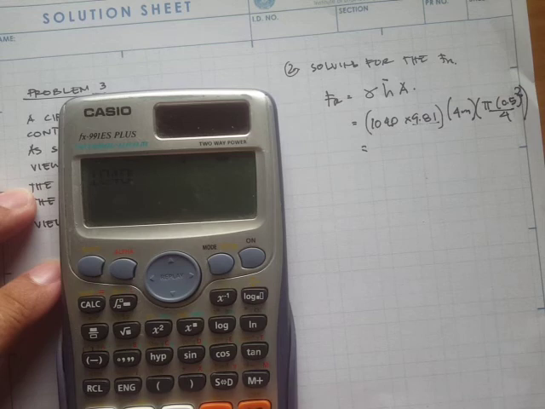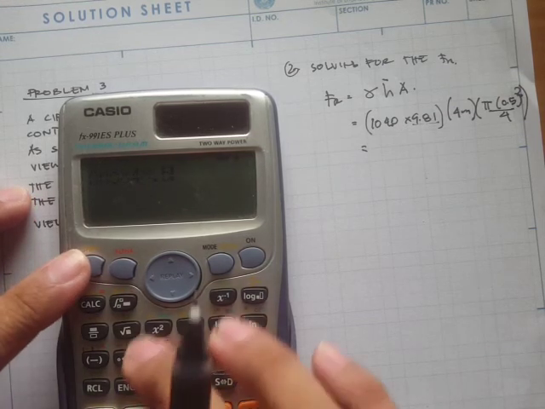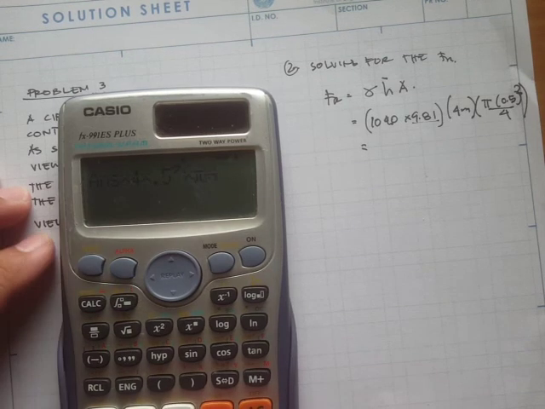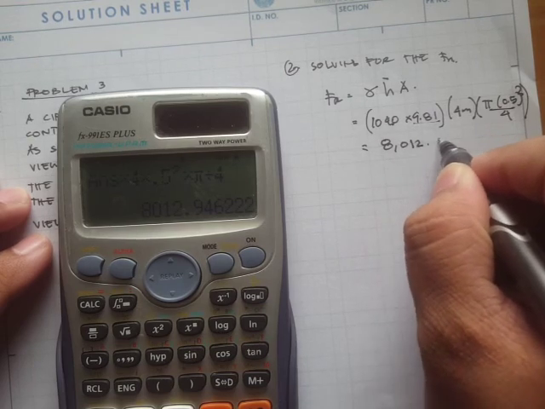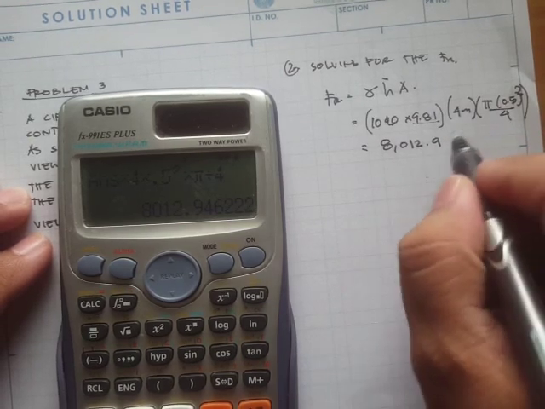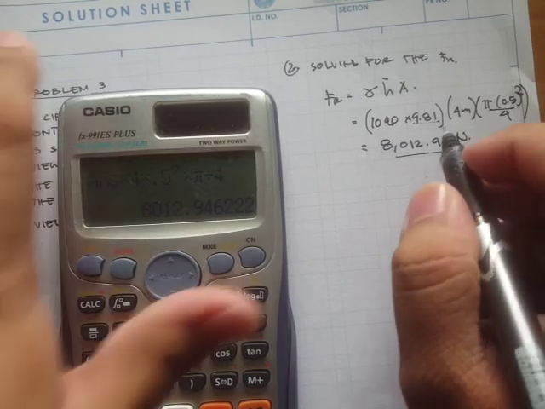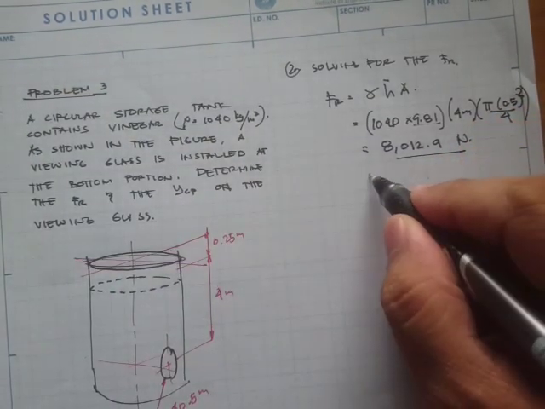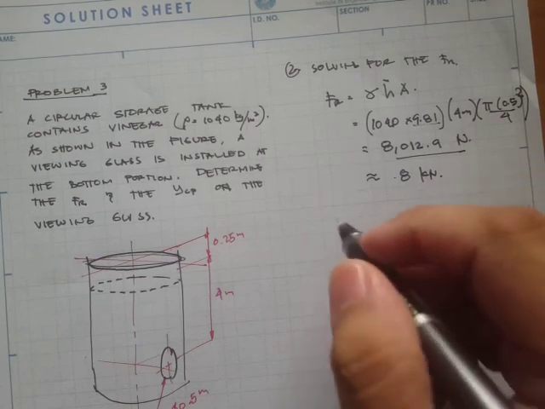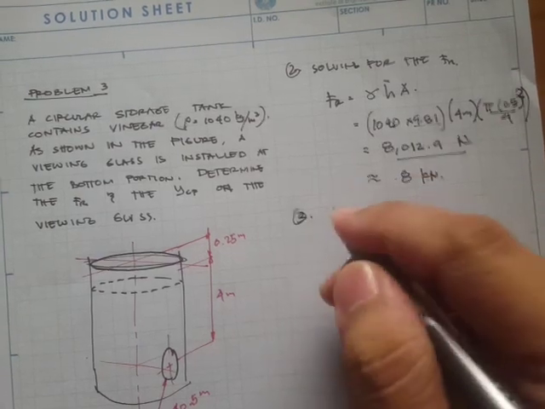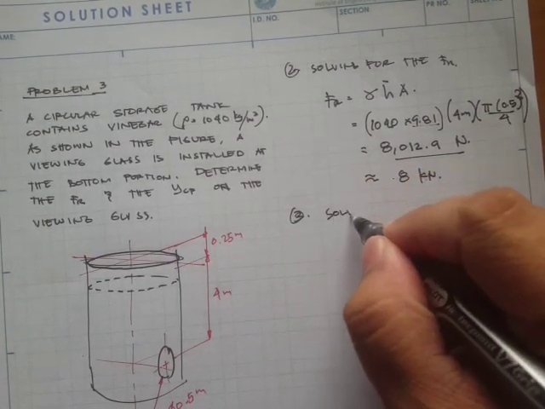Okay, so let's solve this. 1040 times 9.81 times 4 times 0.5 squared divided by 4, that's 8,012.9 Newton. Or we can just roughly say 8 kilonewtons. Okay, so the next step is to solve for the location.